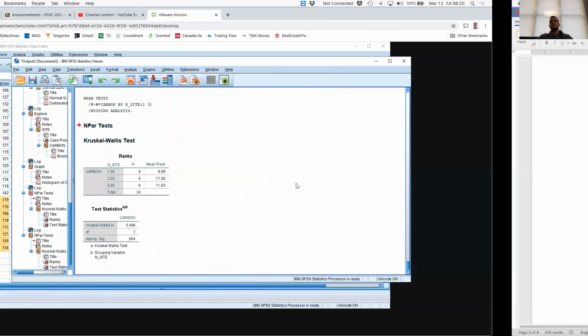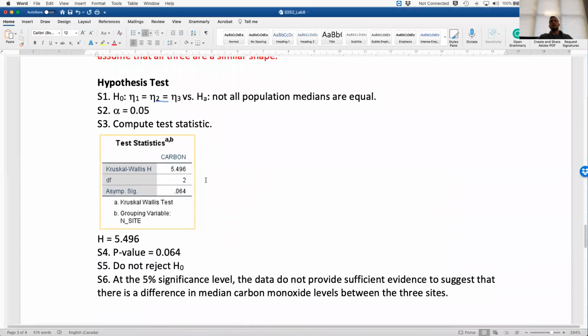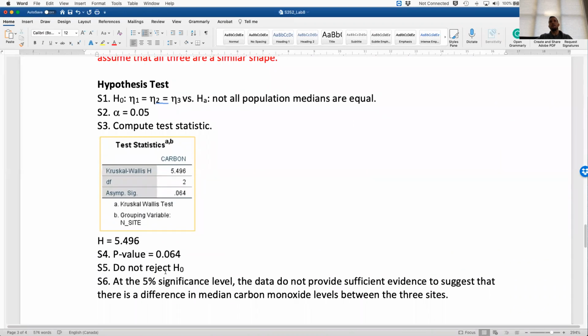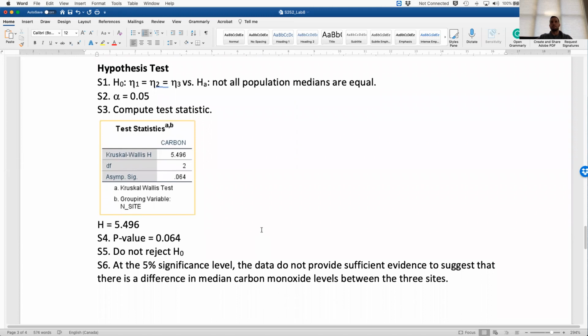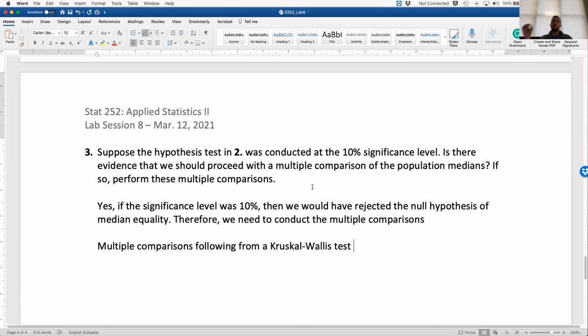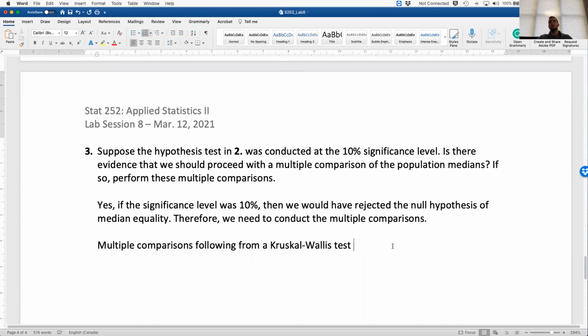If we copy and paste this output into our write-up, we have the following. This value here is the test statistic. This value here is the p-value. At the 5% significance level, we would then not reject the null hypothesis. Now suppose that the significance level was 10%. If the significance level was 10%, then we would have rejected the null. Therefore, we should follow up with a multiple comparison. Multiple comparisons following from a Kruskal-Wallis test are done via a Wilcoxon rank-sum test.